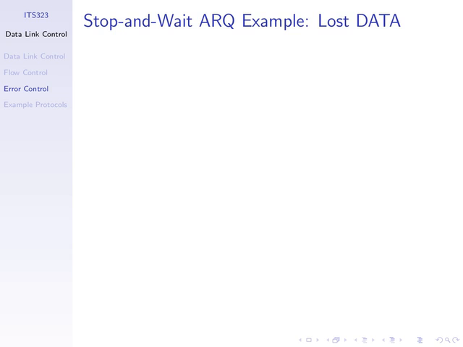What happens if we lost this data frame? What would happen if the retransmission had an error on the link and we lost that too? What would A do? Time out and send it again. And if there was another error, another data frame lost, what would it do?